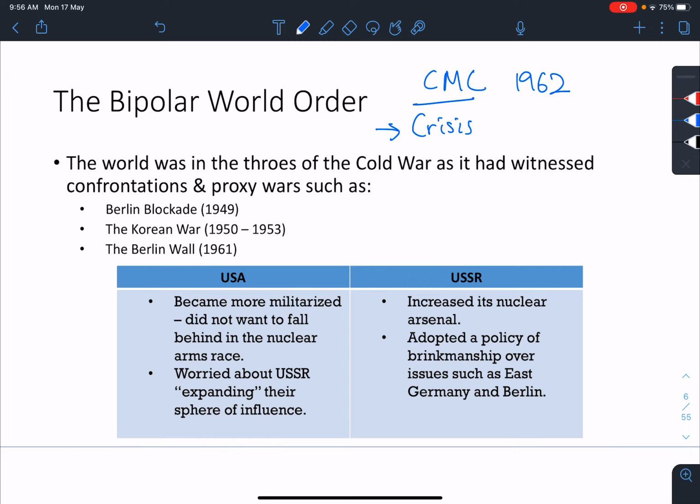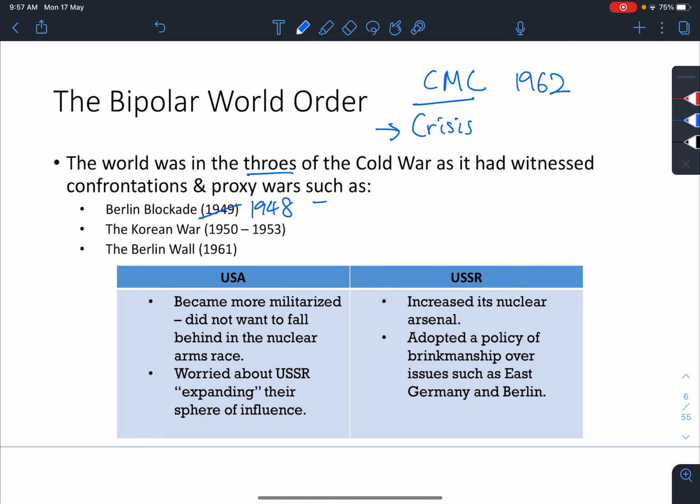Now we must remember that this is not the only Cold War confrontation. There is a build up. Here you see the word throes. Throes means in the midst of it, in the struggle. Before that, we already know that after World War II, we have the Berlin blockade. Sorry, there's a typo here. It's 1948. We have Korea. The Berlin Wall was built. And that is the lead up to the Cuban Missile Crisis.